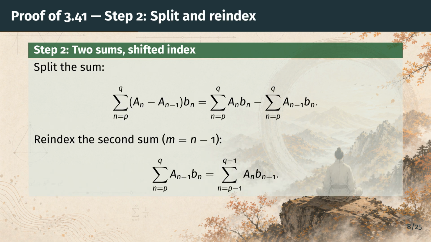In step 2, we split the sum into two separate sums, one with capital A sub n times b sub n, and one with capital A sub n minus 1 times b sub n. The second sum still refers to capital A at the shifted index n minus 1. So we reindex it by letting m equal n minus 1. This slides the range down by 1 and turns it into a sum of capital A sub n times b sub n plus 1. Now both sums involve capital A sub n, and we can compare them term by term.